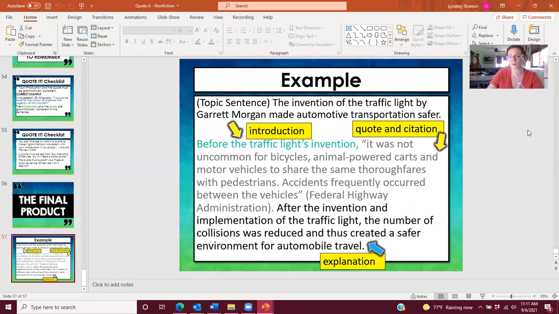And here's a final product for you. Okay, like I said, I was going to try to whiz right through these. So you have your introduction, before the traffic lights' invention. The quote: it was not uncommon for bicycles, animal-powered carts, and motor vehicles to share the same thoroughfares with pedestrians. Accidents frequently occurred between the vehicles. And then your citation, Federal Highway Administration. And then of course the explanation: after the invention and implementation of it, the number of collisions was reduced and thus created a safer environment for automobile travel.